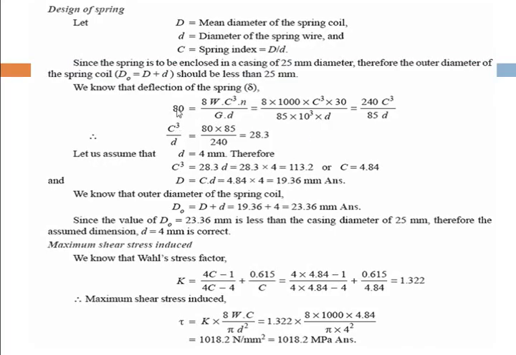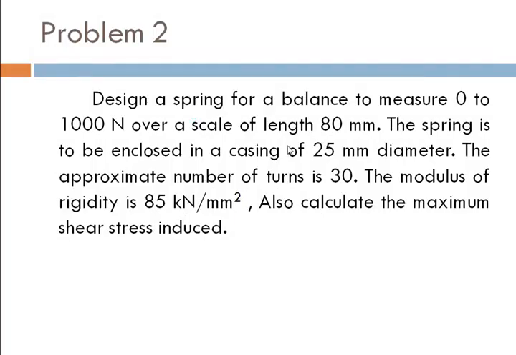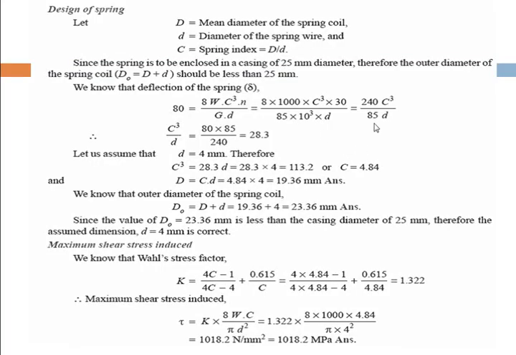Sorry, this is the deflection value. Delta is equal to 80 mm. We got 240 C cube by 85 D. From this we have to find out the C cube by D ratio, 28.3.